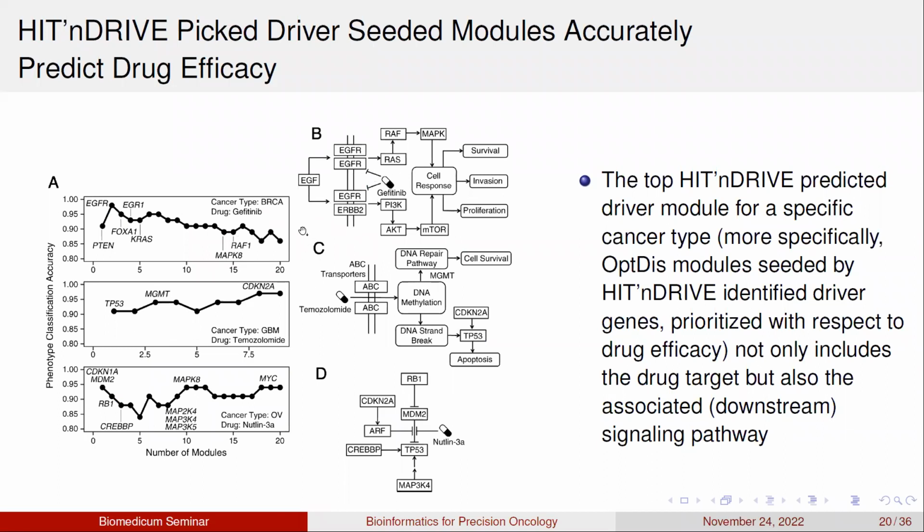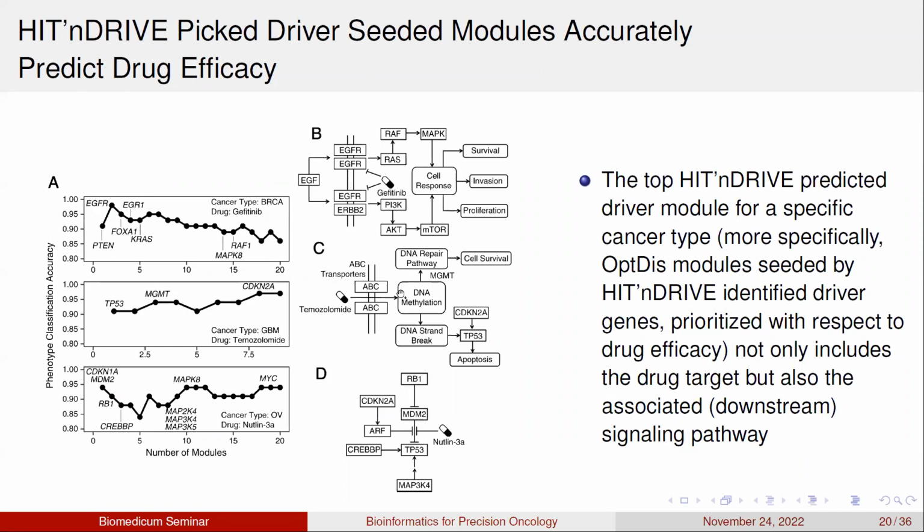One is gefitinib, which is used as an EGFR inhibitor for breast cancer. Another is temozolomide in the context of glioblastoma, and the third is Neutralin 3A in the context of ovarian cancer. We know that gefitinib is an inhibitor of EGFR, and EGFR, the driver gene that we predicted from analyzing cancer cell lines, accurately predicted the responsive versus the non-responsive. The same goes for the other two drugs, where we identified the intended target of the drug.